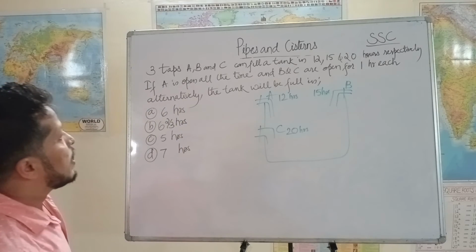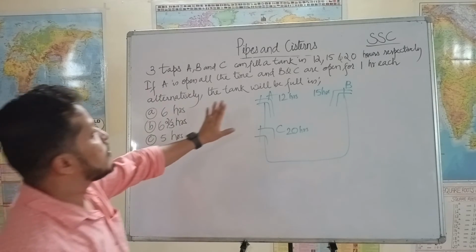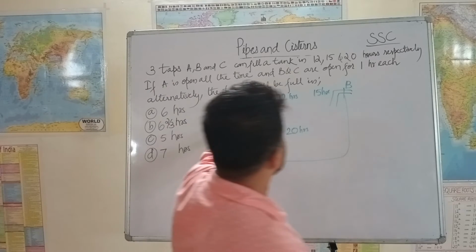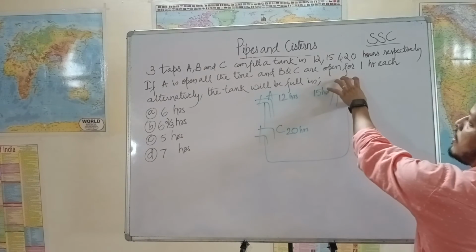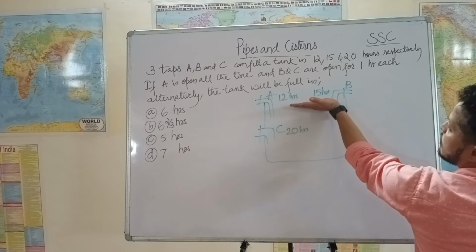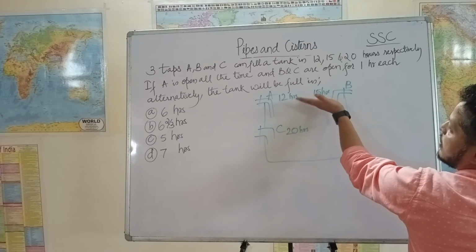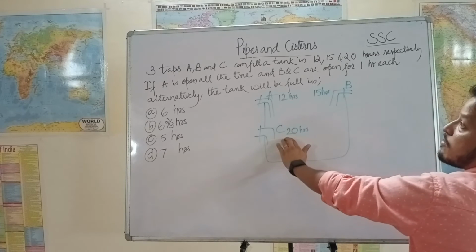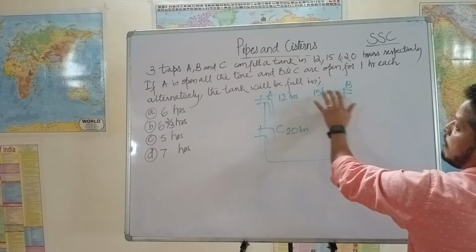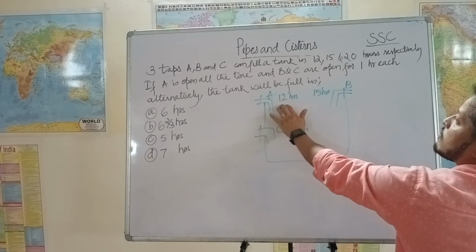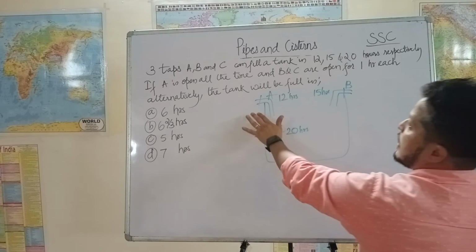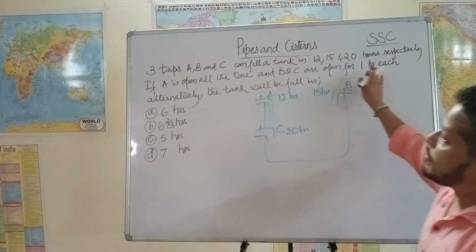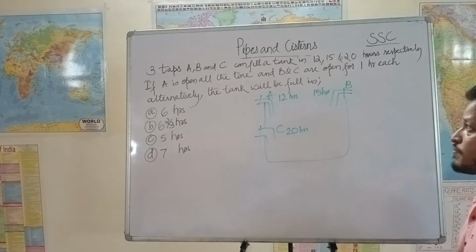Okay? And now what they are saying is, A is on all the time, and in the first hour along with A, B will be on. So A and B will be on the first hour and in the second hour B will be turned off, C will be on. So A and C will be working the second hour. Third hour again A and B will be working, fourth hour A and C will be working, fifth hour A and B will be working, until the tank is full. So now the question is, in how many hours will the tank be full?